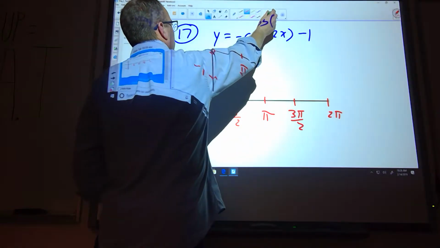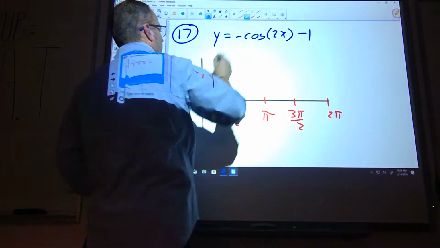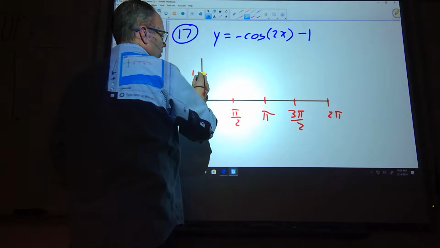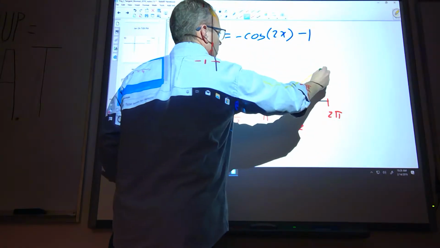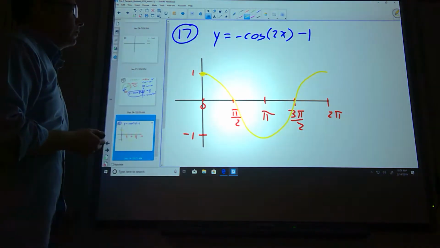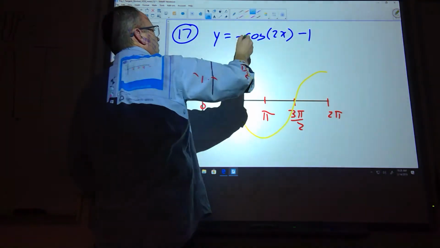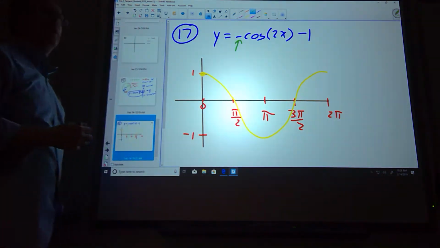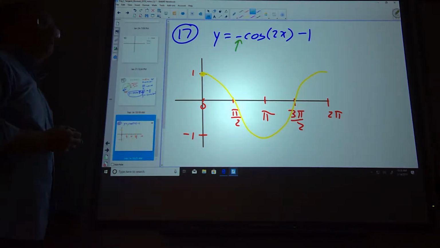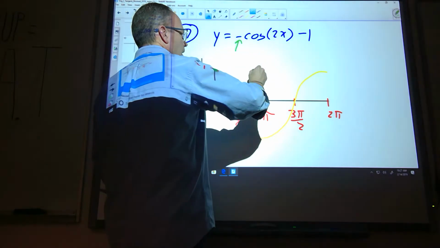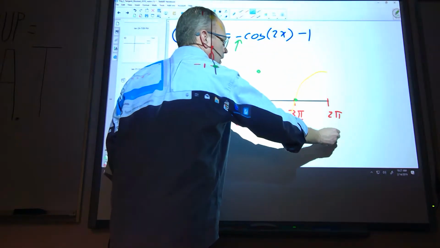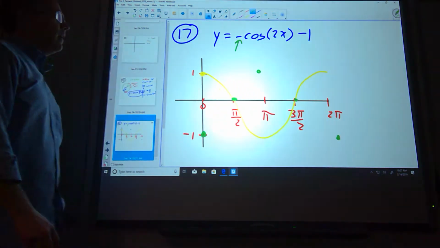So I'll do the regular cosine in yellow. Okay, so that's what the regular cosine looks like. So let's figure out a few things. What is that going to do? So this will be here, this will still be here, this will now be here as a max, this will still be here, and that'll be down there like that.